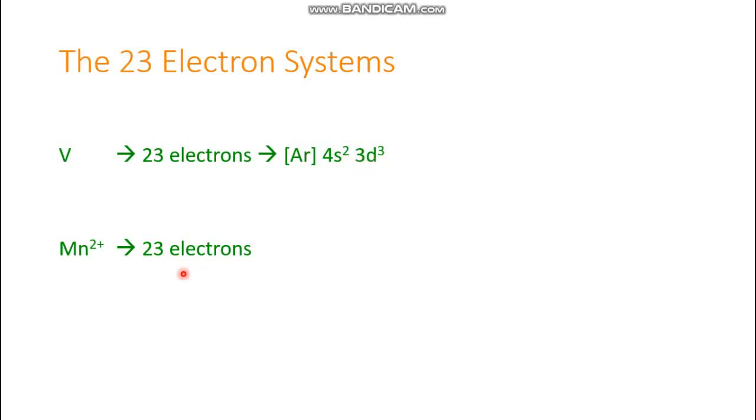But if you take 2 electrons from manganese, then it will become a 23 electron system. Then it should have electronic configuration like this, but it will not happen in case of this ion. For ions, you have to take the 2 electrons from the outermost orbit. That means you have to take the 2 electrons from here, not from here. So it will not be 4s2 3d3. It will rather be 4s0 3d5.